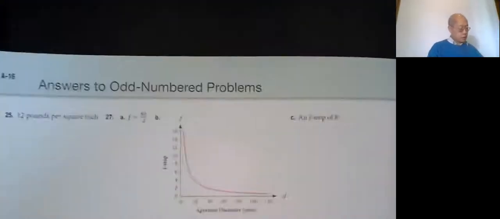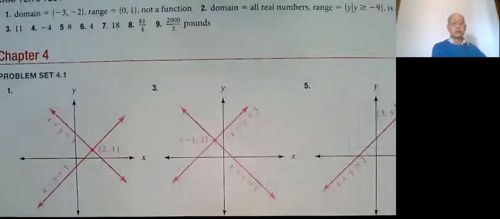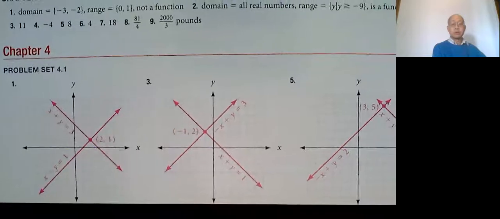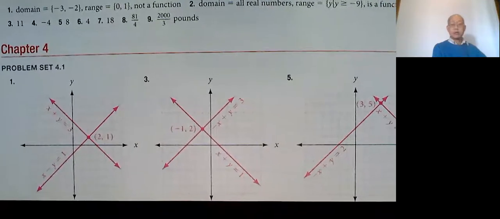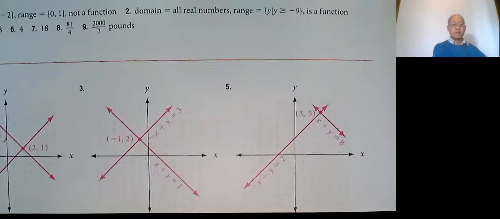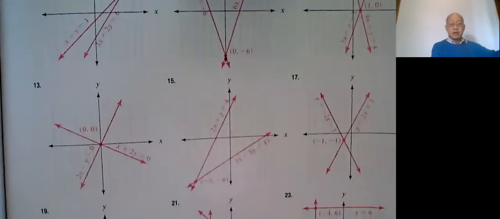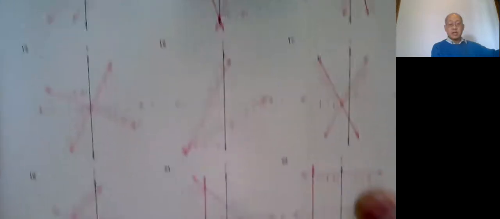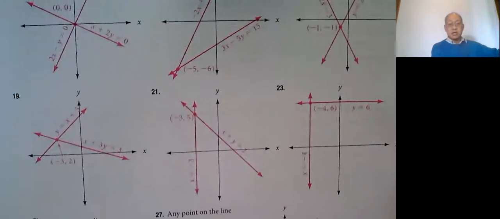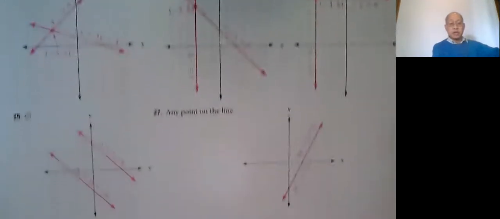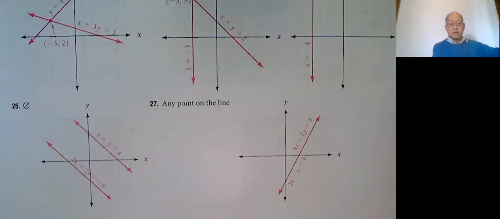In section 4 will be word problems involving this. Okay, so chapter 4, it's going to be a lot of graphs. And on the next page, 7, 9, 11, 13, 15, 17, 18, 19, 20, 21, 22, 23, 25, and 27.